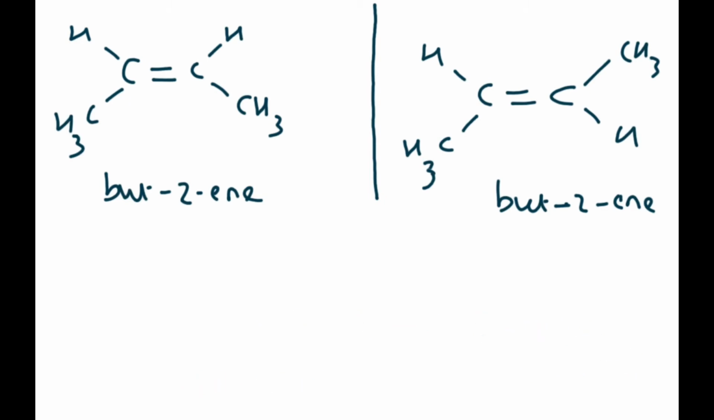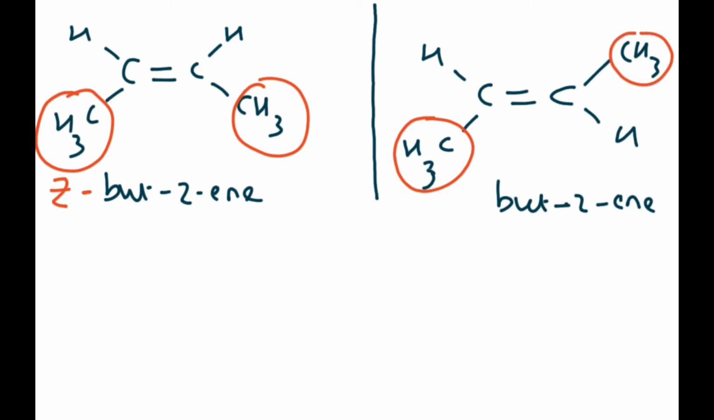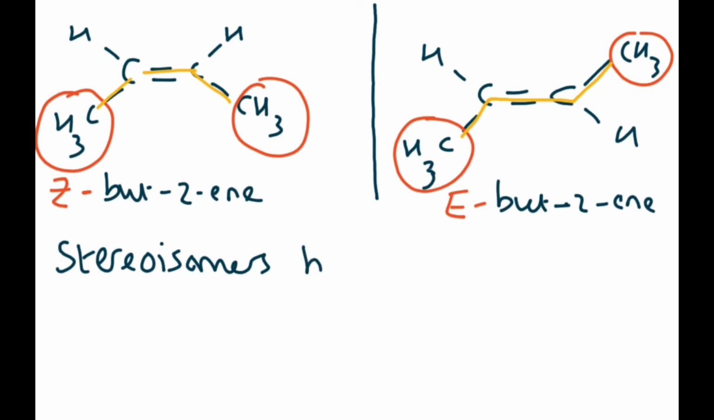Okay, so we can see that on one butene, the CH3s are on the same side as each other. So we call that the Z isomer. And on the other butene, the CH3s are on opposite sides, and we call that the E isomer. Okay, so what we've got going on here is stereoisomerism. Yeah, so stereoisomers have the same structural formula. So let's just check that out.